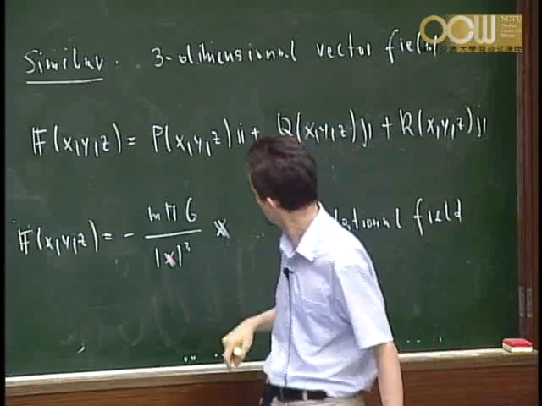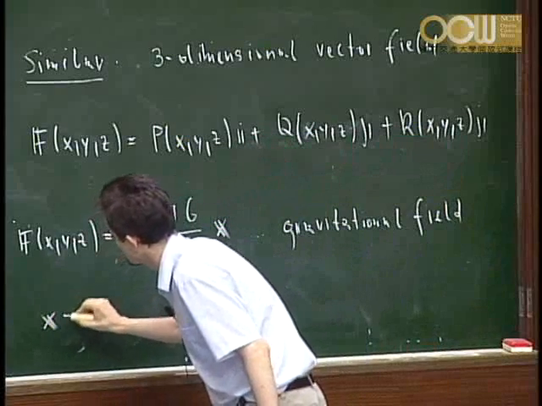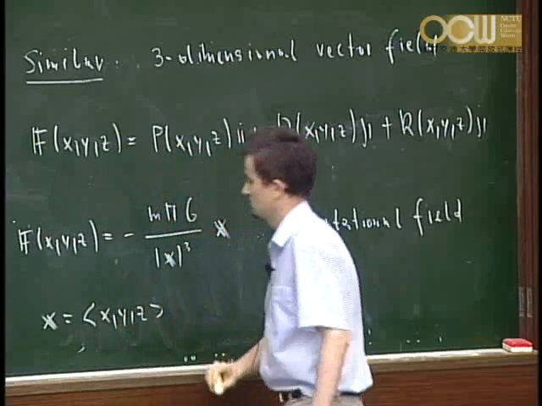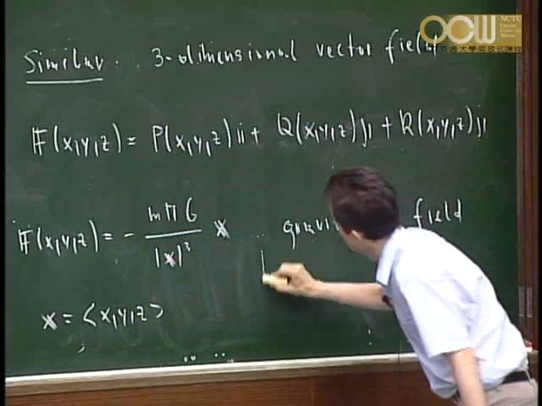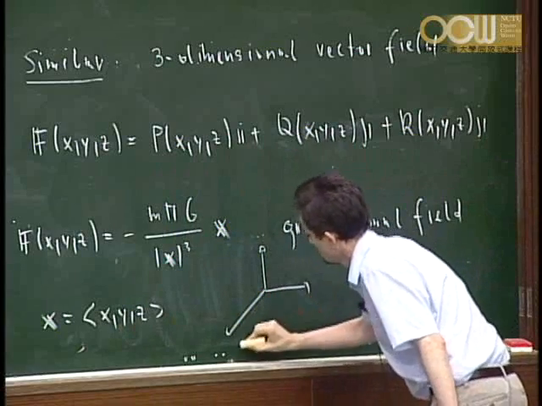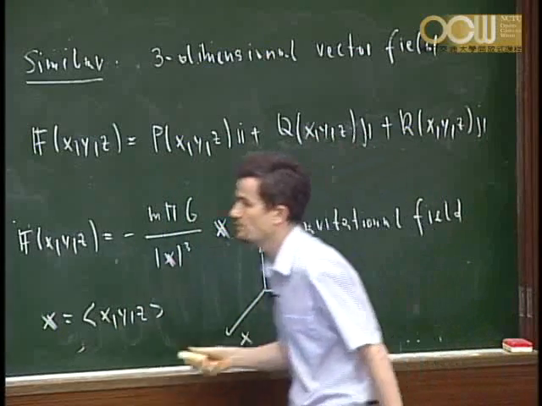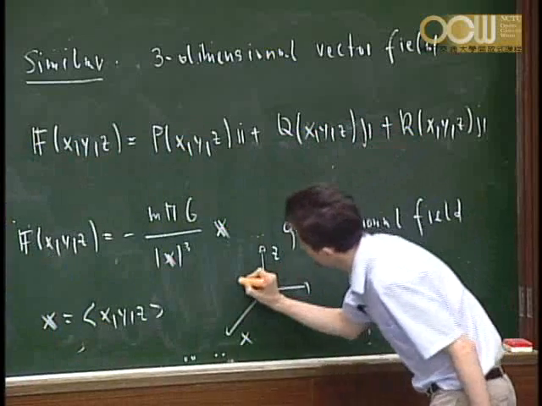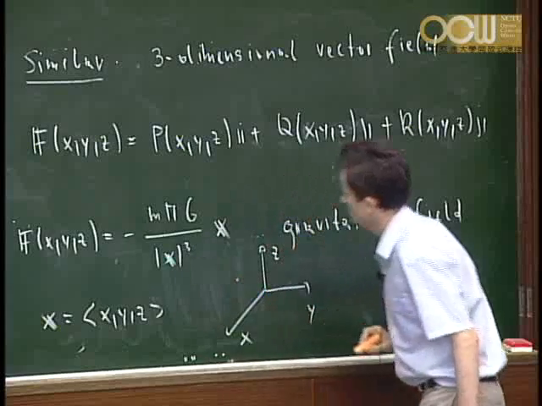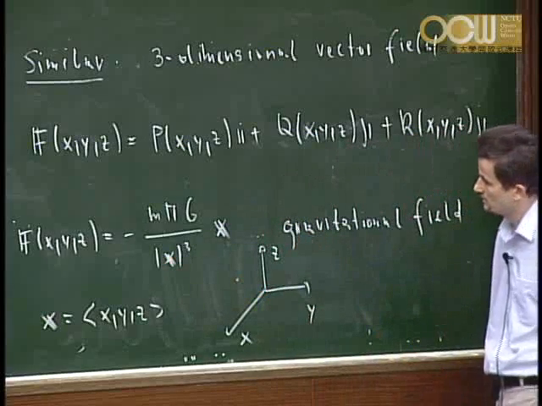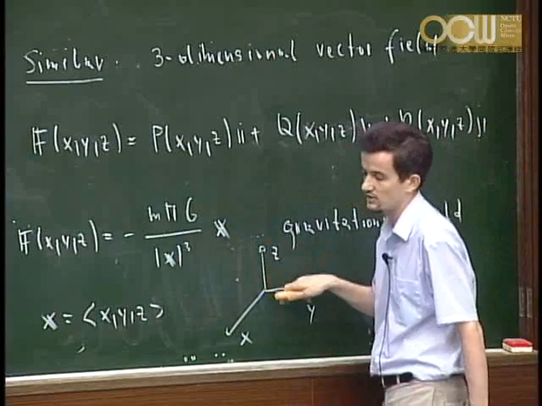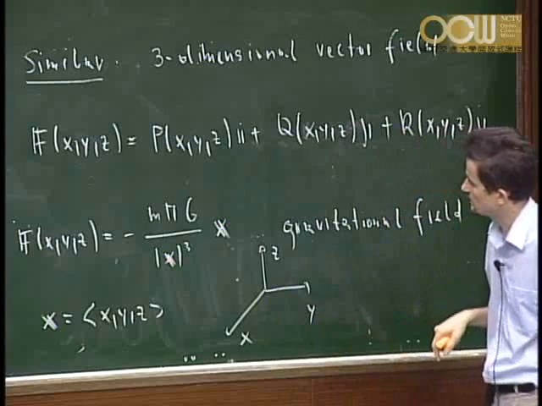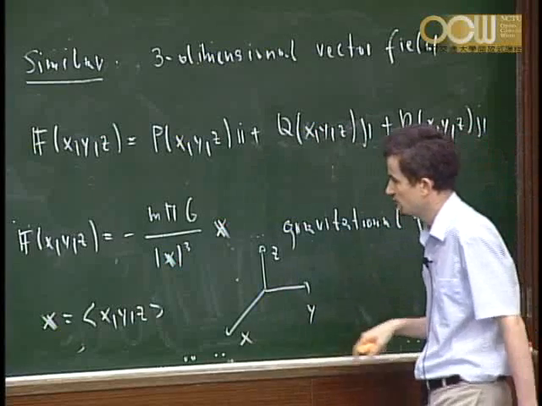This is what you see here, because I should say what the x is. The x is the position vector given by x, y, and z. So for every point in space you have attached a vector. For instance, this one has as direction the negative direction of the position vector, so it points to the origin of the coordinate system, and has length given by this here.